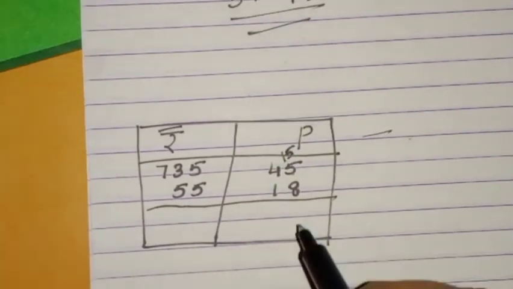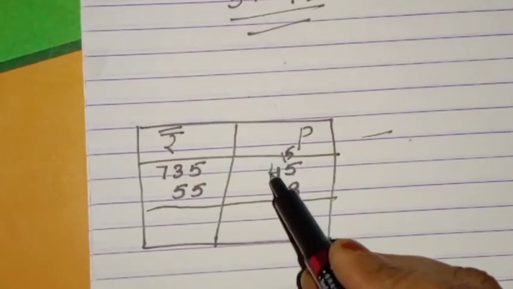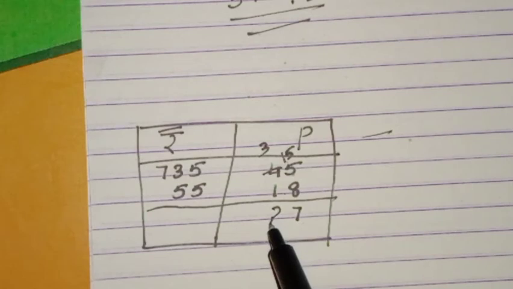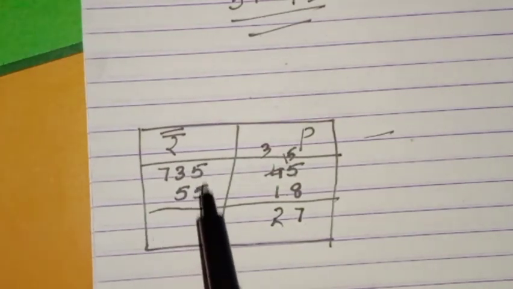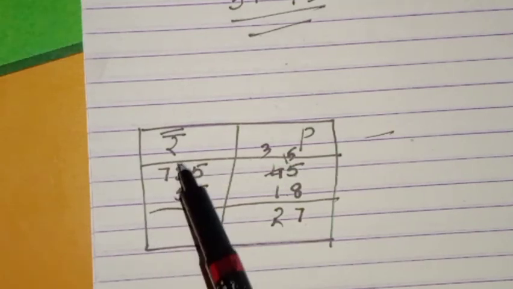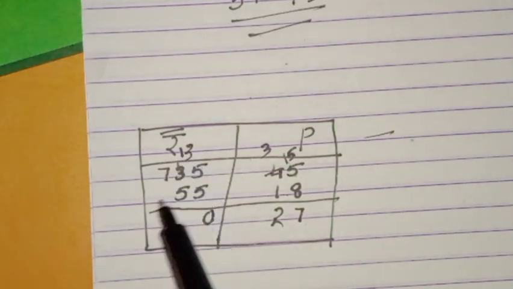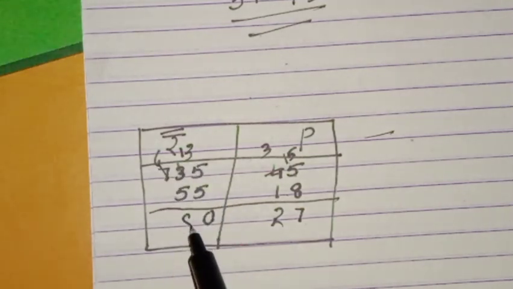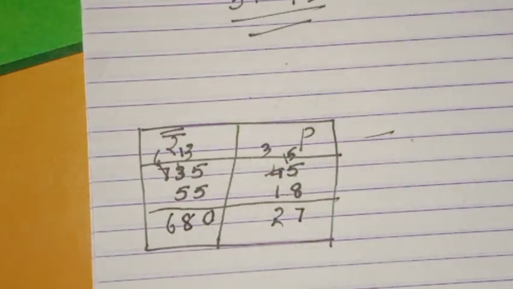Then you subtract 15 minus 8. That is 7. Then you take 1 from here. Here will be 3. 3 minus 1 is 2. 27. Then you subtract 5 minus 5 is 0. Here also we can't subtract, so we take 13 here. Here will be 6. 13 minus 5 is 8. And this 6 here. What is the answer? 680 rupees and 27 paise.